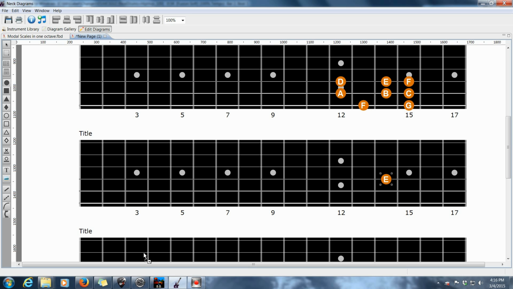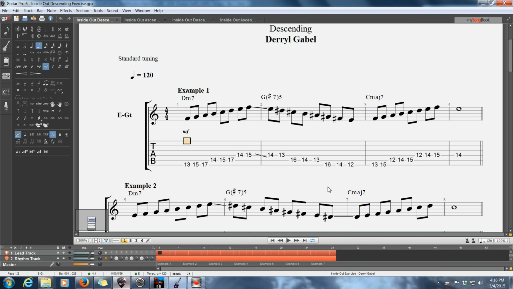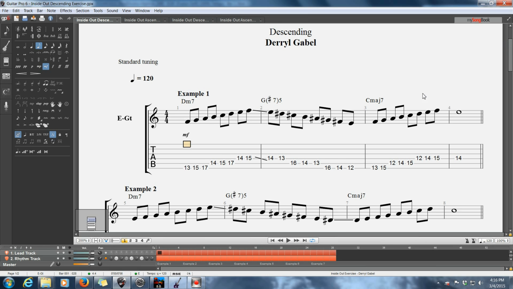Okay, so here is the notation for it here in Guitar Pro. Alright, and I'll play that.